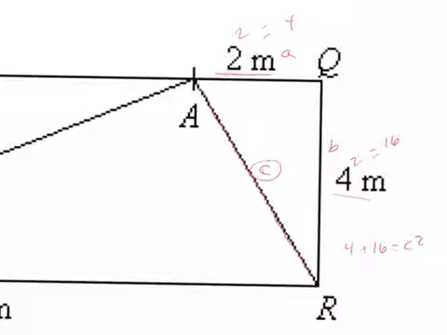And so 4 plus 16 is 20, and the square root of 20 will give us our C side, so C is equal to about 4.5. So at least we now know this side right here.